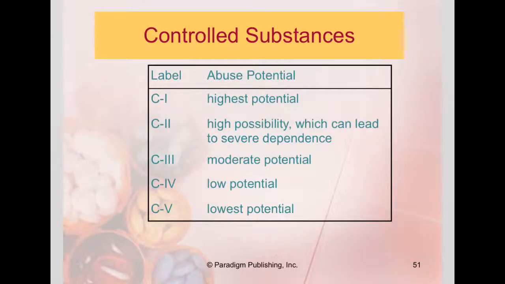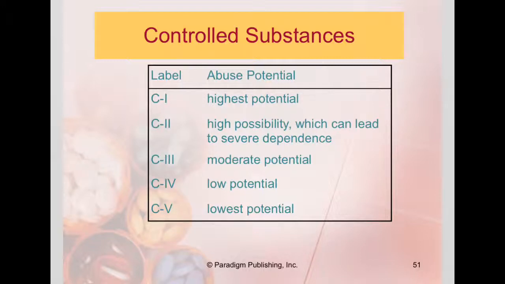This is just the different controlled substance levels. C1 is the highest potential, but those are like street drugs and stuff. They're not legal in the United States. C2 is the highest possibility, which can lead to severe dependence. Those are your oxycodones, your OxyContin, methadone, Adderalls, hydrocodones now. C3s are your moderate potential. That's where the hydrocodones were. When they first came out, they were a C2. They moved them down to the C3, and now they're back up to the C2.